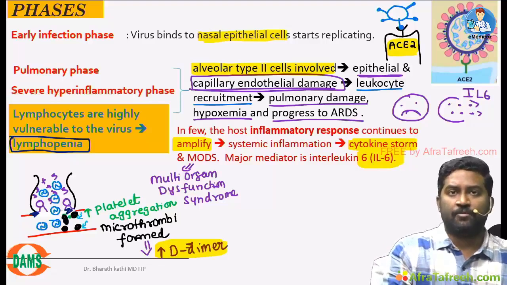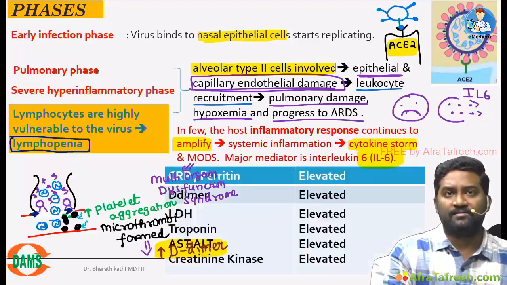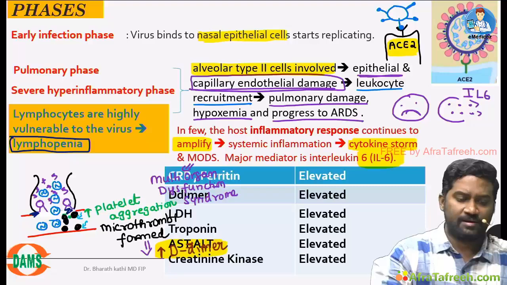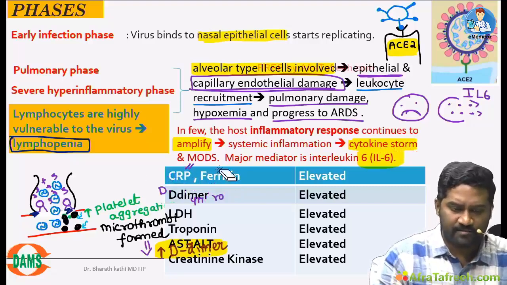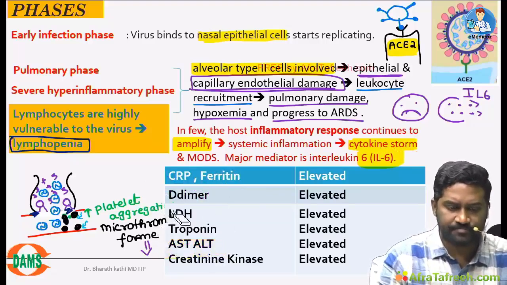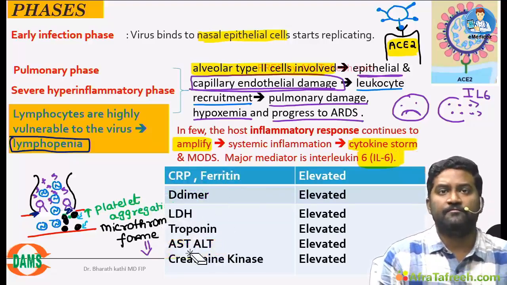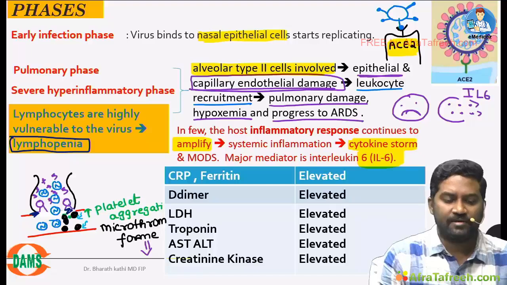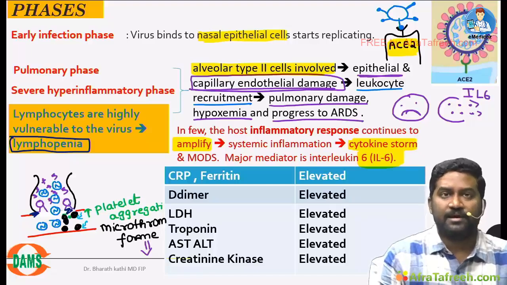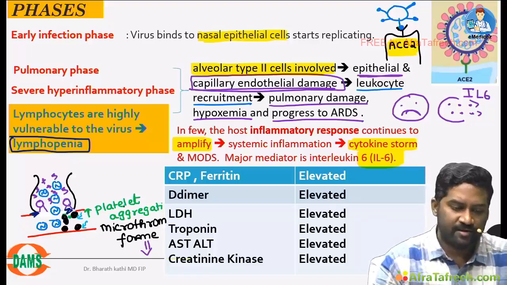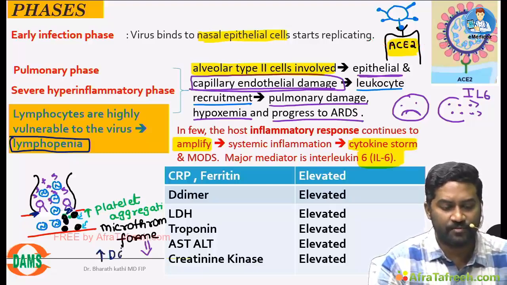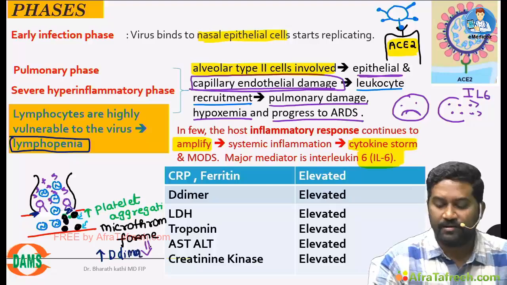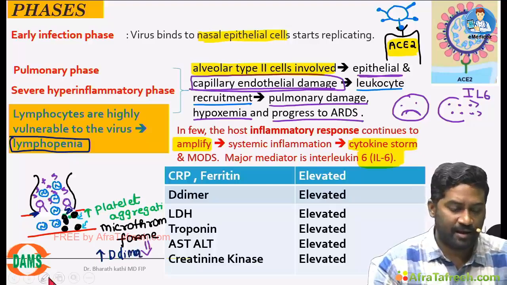Apart from this, what are the important lab markers in this disease? Let us see the important lab markers. The CRP and ferritin will be elevated. D dimer will be elevated. We know why D dimer is elevated. Because of microthrombi formation, your body will try to break those microthrombi. So there will be D dimer elevation.